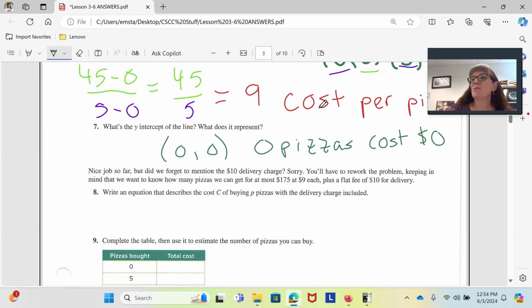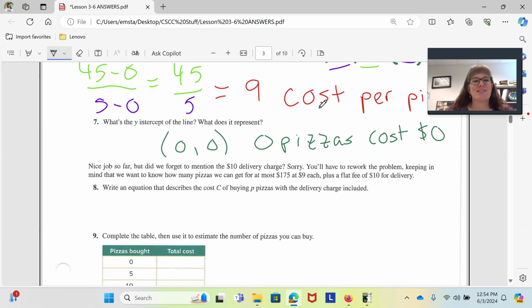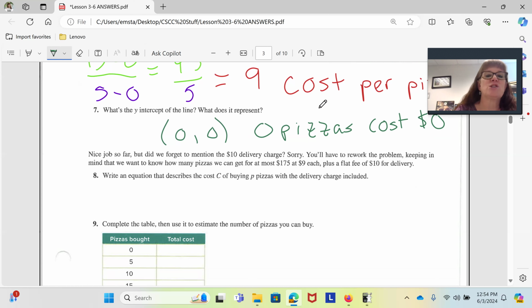All right, towards the middle of this page, they change things up on us. They say, nice job, but we forgot there's a delivery charge. There's a $10 delivery charge. So now we need to rework the problem to figure out how many pizzas we can get for $9 a pizza with the $10 flat fee. So the first step is to write an equation. Well, my equation is still $9 per pizza, but I have to add to that the fact that there's a $10 delivery fee.